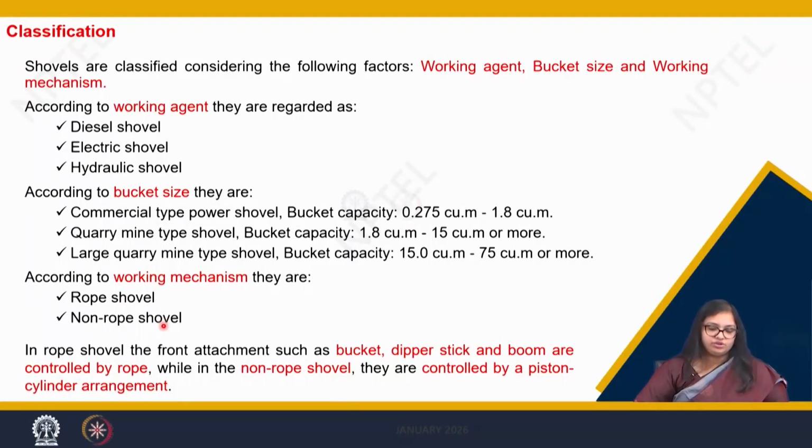However, a non-rope shovel is controlled by a piston cylinder arrangement, and this generally is a hydraulic shovel. In a rope shovel you would find a bucket, dipper stick and a boom. However, in a non-rope shovel you will find different configurations where they have the piston cylinder arrangement for the lifting of the cylinders. They specifically do not have any boom, but there is a frontal attachment which carries the bucket.